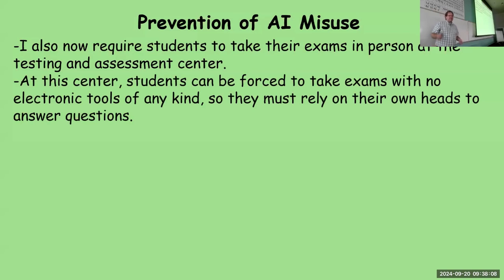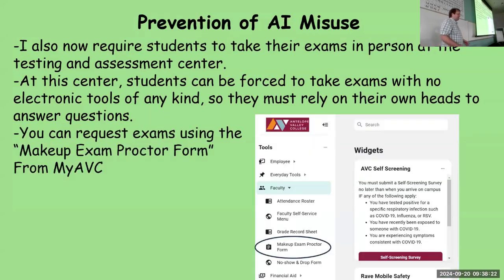I recommend it. At the center, they can be forced to take exams without any tools, on paper, with no guides, no chance of using AI. They have to rely on their own hands. If you want to do this, you request the makeup exam proctor form from my ABC. It's on the left here, under faculty. You fill out a form, put the students' names taking it, and give a time window. I would say be generous about your window. Give them a whole week or something. But do require them to take it in person, because we want to avoid all forms of students using plagiarism, AI, or another person to take the exam for them.